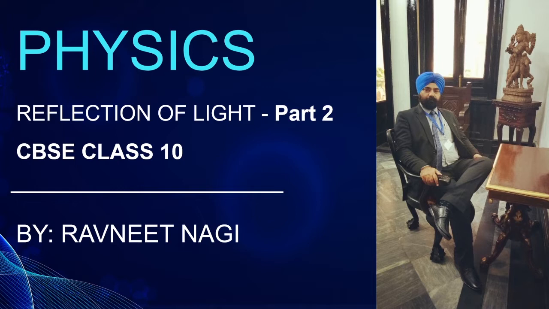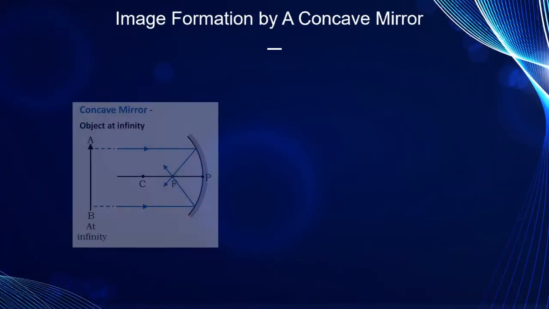When we had finished Part 1, we had understood the four basic rays which are used to make ray diagrams, right? So now today we will go on to make images for different positions of the object in front of a concave mirror, right? Let me start with the first case.